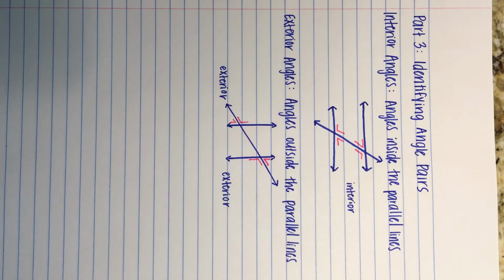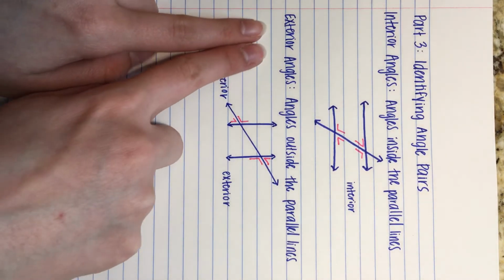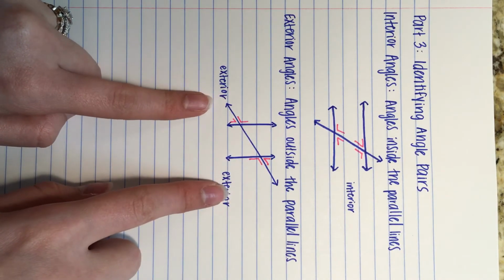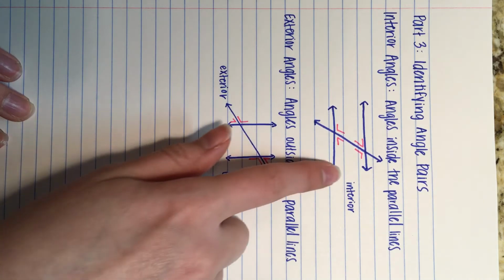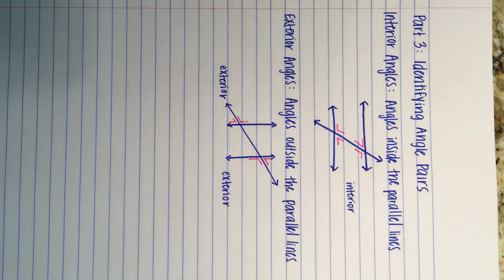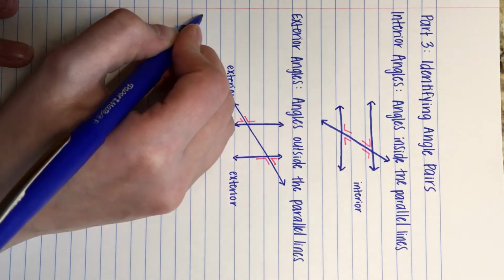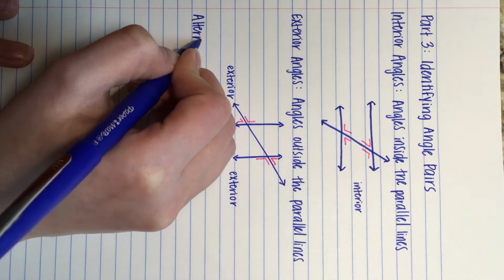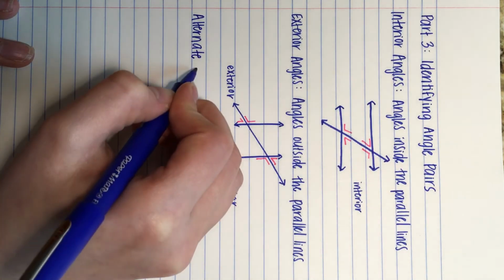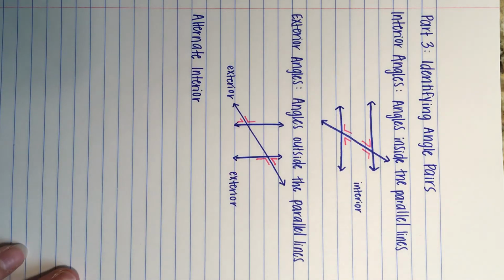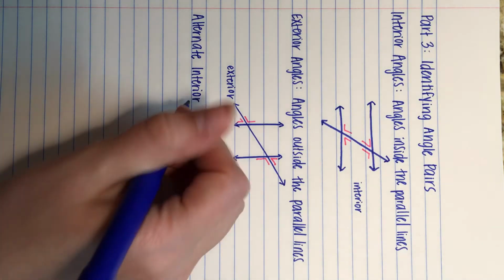So again, there are 4 angles that are exterior angles. They're outside the parallel lines. So here's my parallel lines. They're on either side, okay? Interior is in the middle, exterior is outside. Okay, so we need to feel confident with that so that we can identify angle pairs. So the angle pairs that we're going to be identifying here, the first set is going to be alternate interior angles.